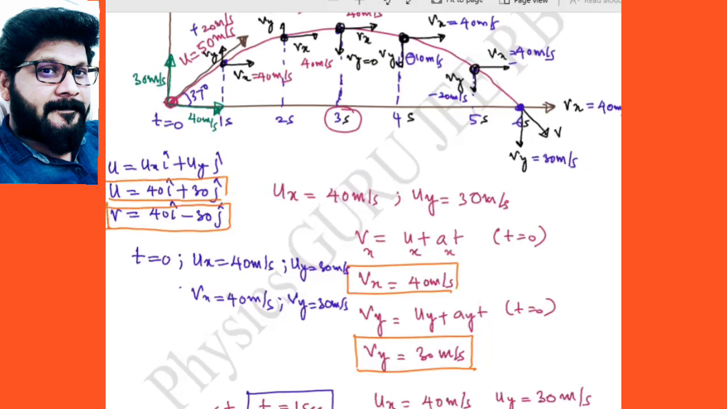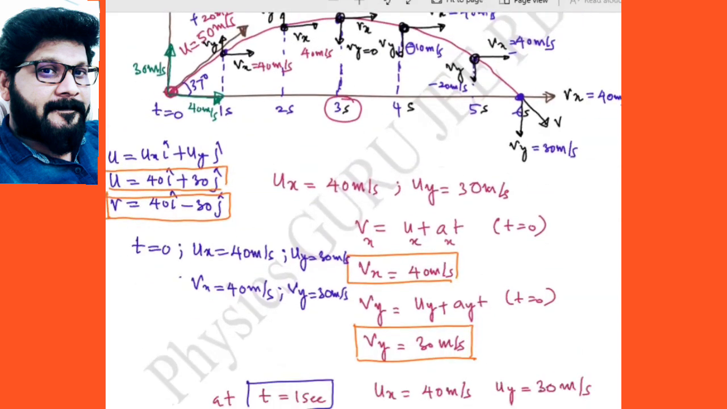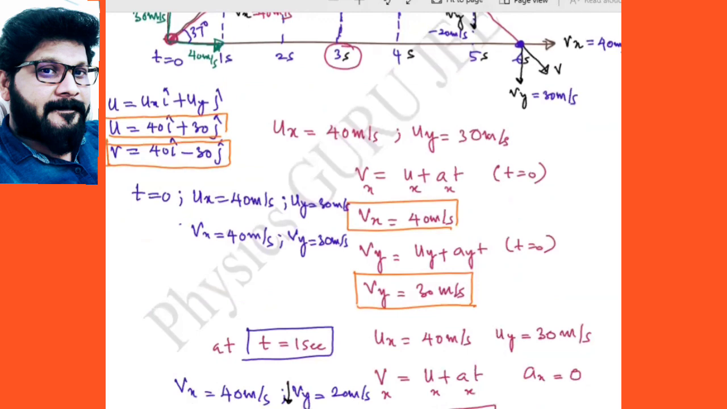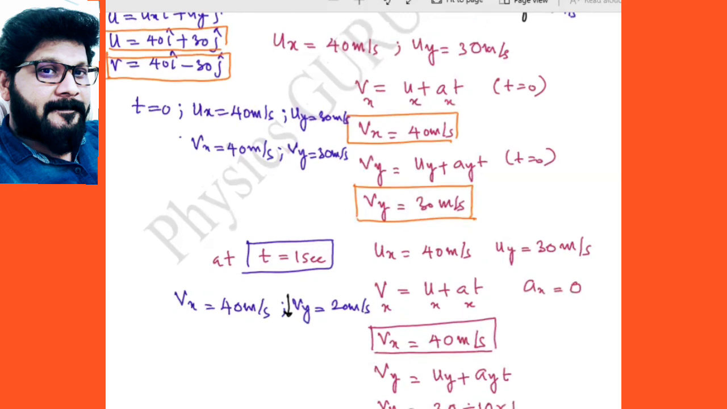That is nothing but time of flight. It is called time of flight: time of ascent plus time of descent. Let us check whether we will get 6 seconds or not. Substitute the formula. What is the time of ascent?